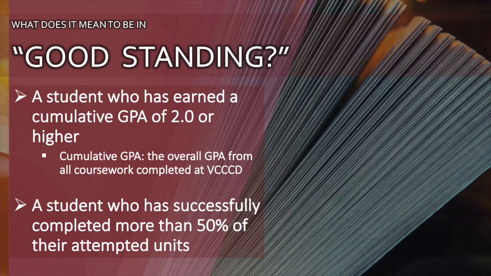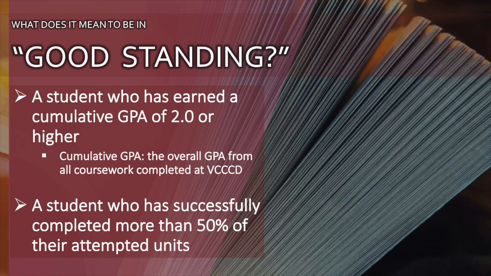For the college, good standing is determined by a combination of two factors, GPA and the percentage of units you have successfully completed. The first factor, GPA, requires that you maintain a cumulative GPA of 2.0 or higher. Here, cumulative GPA refers to all of the grades you have received from Oxnard College, Ventura College, and Moorpark College. The second factor, percentage of units completed, requires that you complete more than 50% of the units you attempt. If you meet both of these requirements, then you're in good standing.